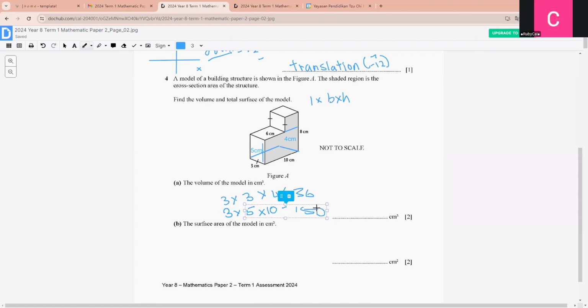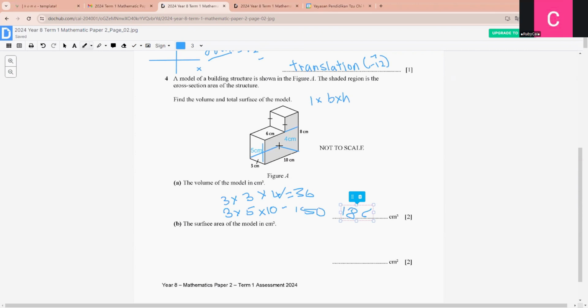So when we add 150 and 36 together, our final answer is 186 centimeters cubed. Next question. The surface area of the model in centimeters squared. So to find the surface area is to find the area of all the faces and add them all together.